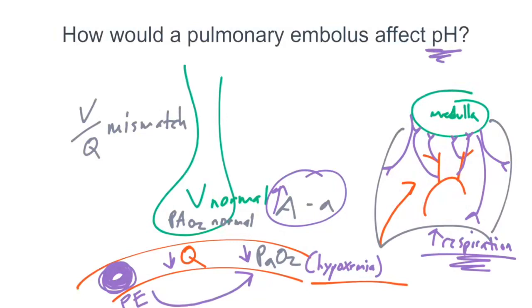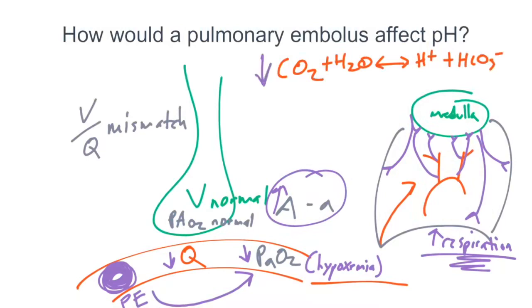Well, recall the equation. CO2 plus water can react to form acid and bicarb. So with hyperventilation, the CO2 in the blood would actually decrease, and this would shift the equation to the left. So the acid content will actually decrease. And so with decreased acid in the blood, what would happen to the pH? It would increase, becoming alkalotic.